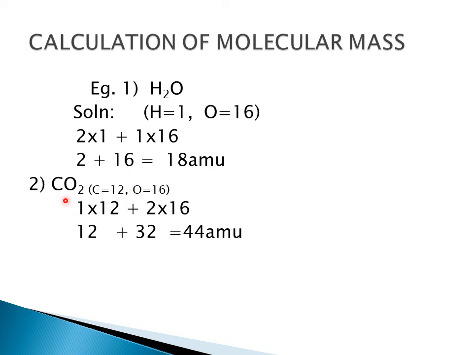Let us calculate the molecular mass of carbon dioxide. How many atoms of carbon are there? One atom. Therefore 1 into, what is the atomic mass of carbon? It's 12. 1 into 12. Then you have to add it. Plus, what is the atomic mass of oxygen? 16. How many atoms are there in carbon dioxide? Oxygen atoms are 2. Therefore, 2 into 16. 1 into 12, 12, plus 2 into 16, 32. Sum total is equal to 44 AMU. Okay.